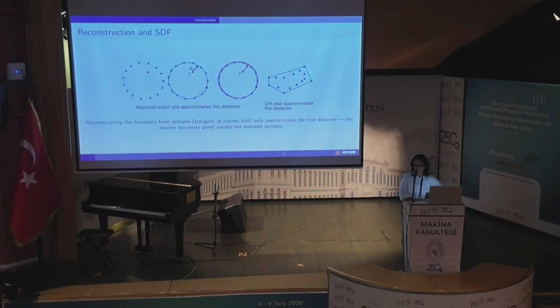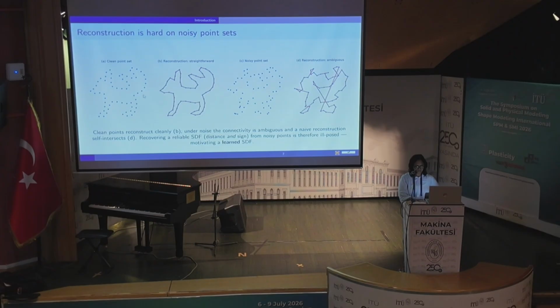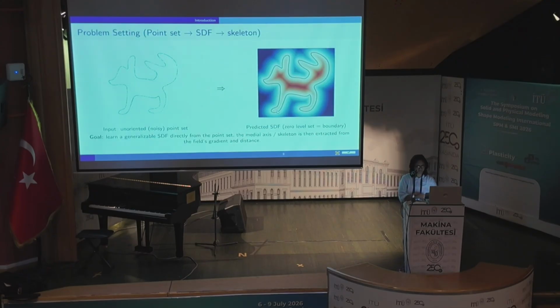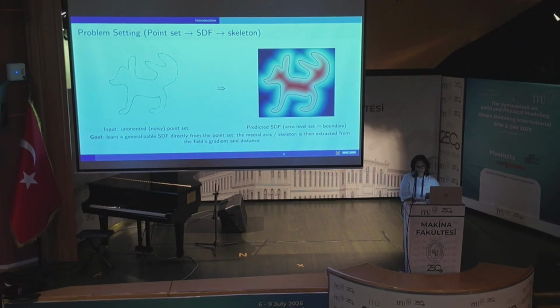So one can think of reconstructing the boundary and then computing the distances, which again becomes approximation. So here I show a 2D point set along with the approximated boundary. So this approximation itself is hard when the boundary is noisy, as can be seen here. So hence our aim is, given a noisy point set, learn the signed distance field and then extract the medial axis.